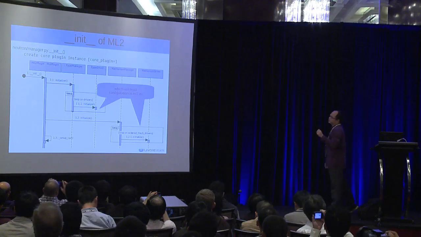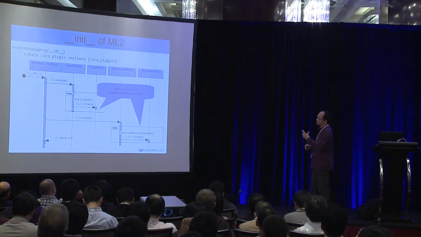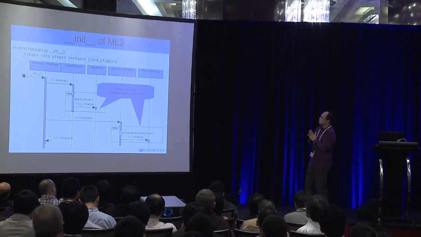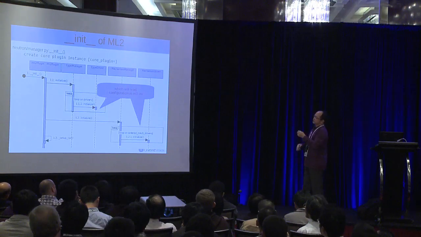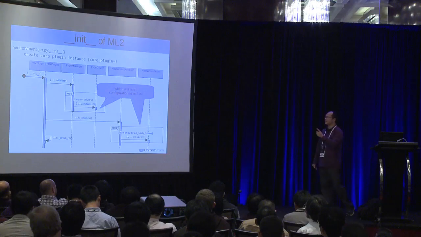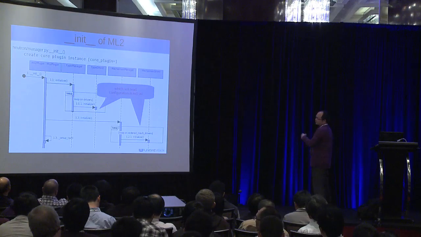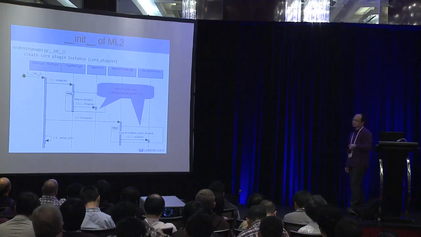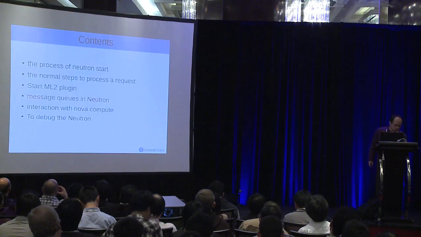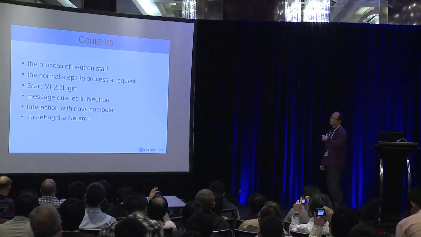Okay, we have talked about how, when the Neutron server gets started, it will create a core plugin instance. This is about how the ML2 plugin is created. The ML2 plugin has two important things to do. First is to initialize the different type drivers and mechanism drivers. These type drivers and mechanism drivers are defined in the configuration file. And last, it will set up RPC as message queues. Let's come to the message queues in Neutron.